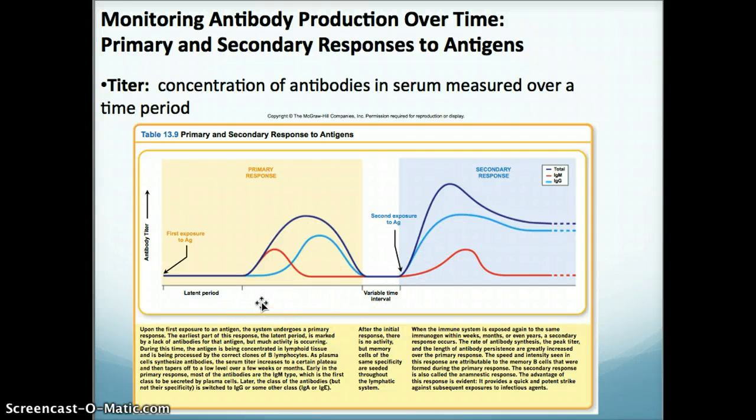So this should tell you why it's important that we have a first exposure and then that memory and specificity of each of our receptors. And that's the last of chapter 13.